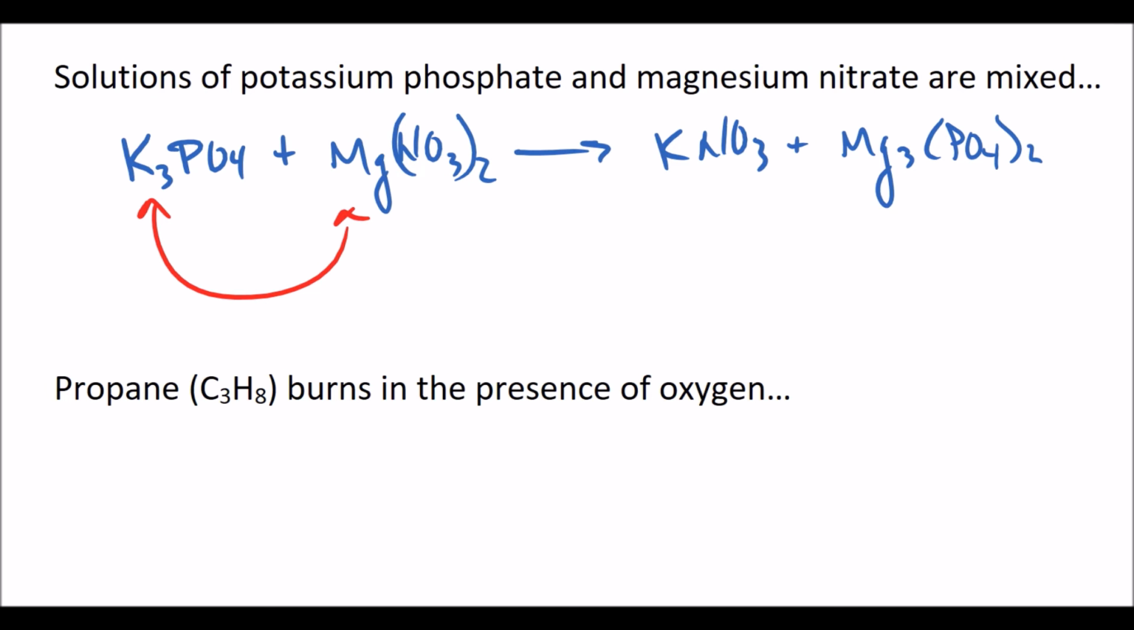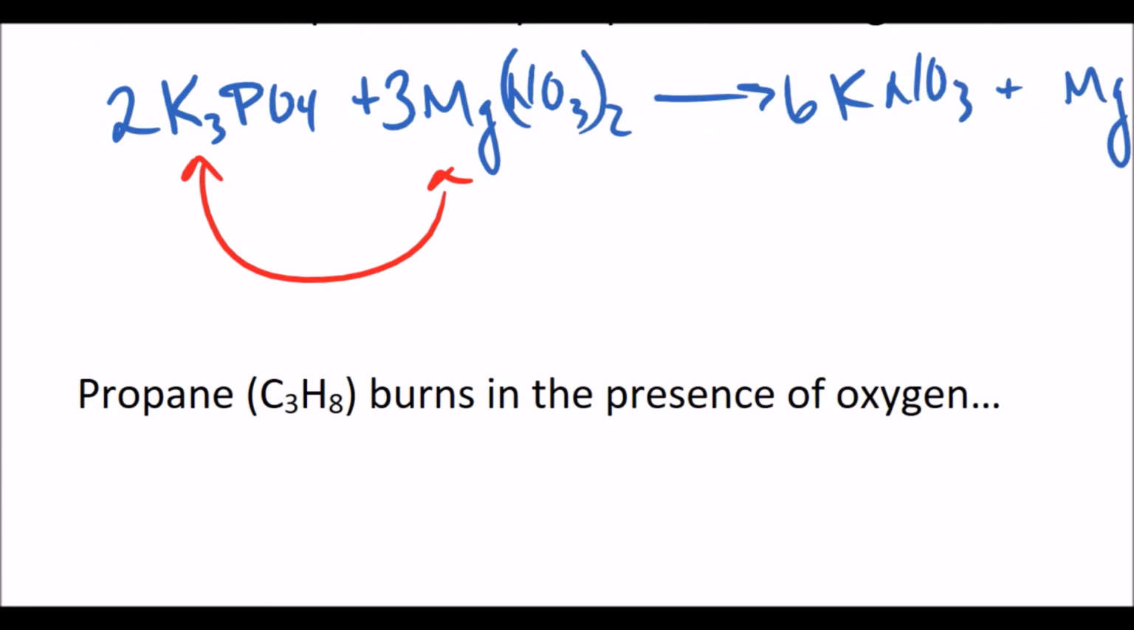Now we need to balance the equation. We have 2 phosphate on the right, so we could try 2 phosphate on the left. That'll give us 6 potassium, and that gives us 6 nitrate, so 6 nitrate. As a check, 3 magnesium and 3 magnesium.